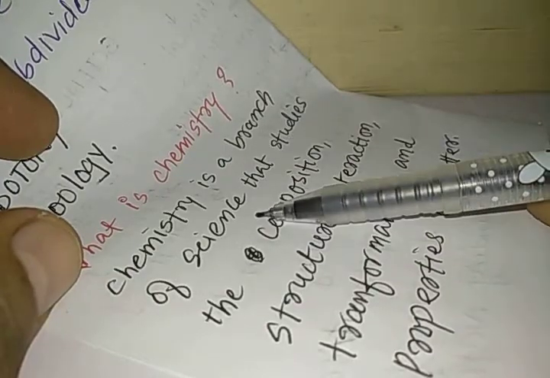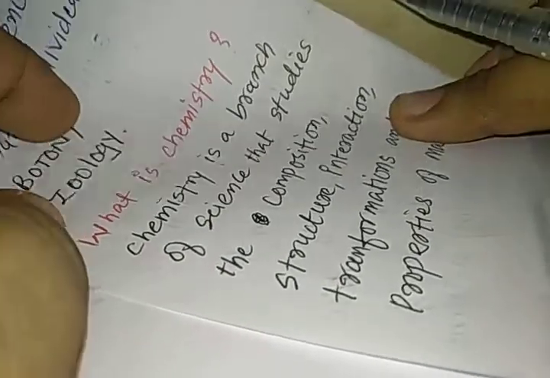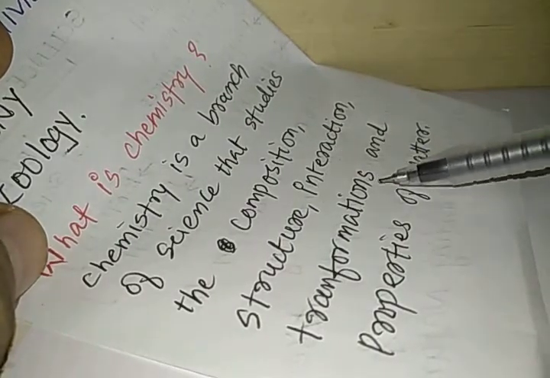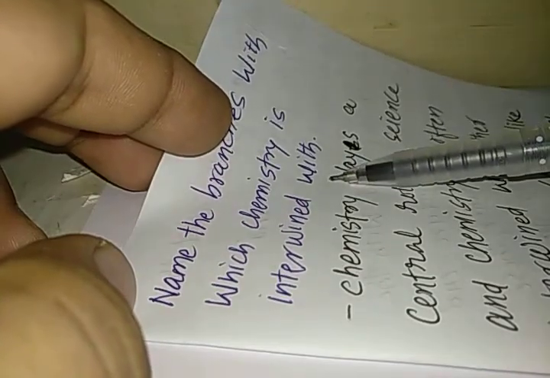Chemistry is a branch of science that studies the composition, structure, interaction, transformations and properties of matter. Name the branches with which chemistry is intertwined. So chemistry also is intertwined with, and uses the knowledge of, other branches of science.